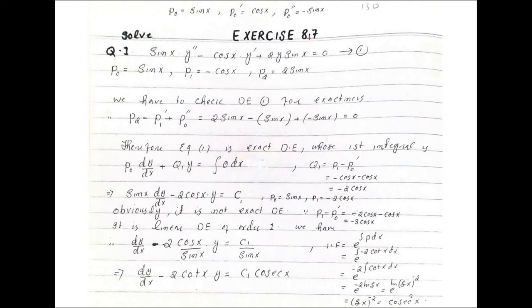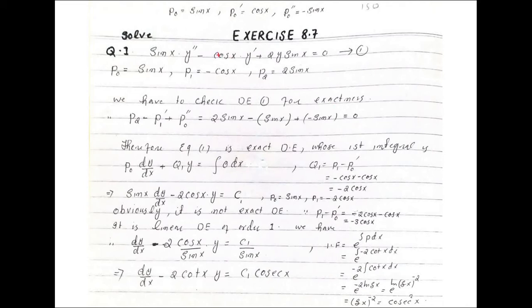Exercise 8.7, Mathematical Technique. The first question is a homogeneous differential equation. It is a second order differential equation with variable coefficients, so the coefficients are not constant. This coefficient is denoted by P naught, this coefficient is denoted by P1, and 2 sin x is denoted by P2. We have to check differential equation 1 for exactness.